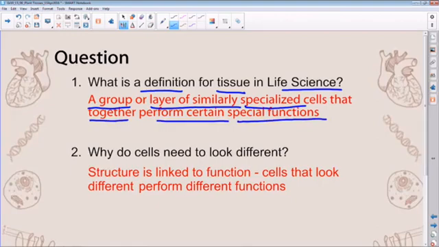So remember it starts off with cells, then tissues. From tissues it goes to organs, from organs it goes to systems, from systems it goes to organism. So remember, a group of cells together form a tissue.